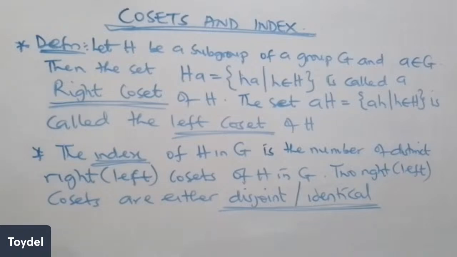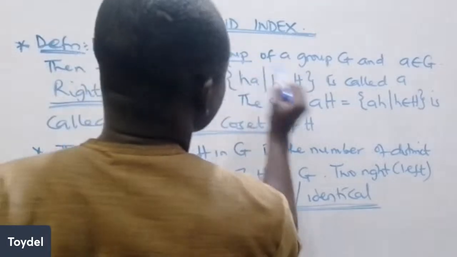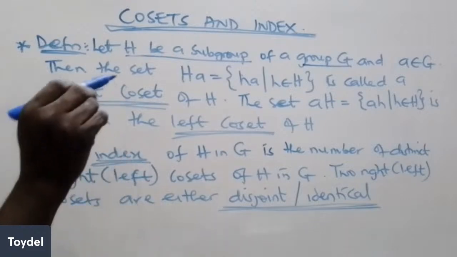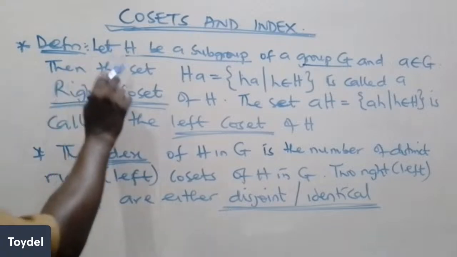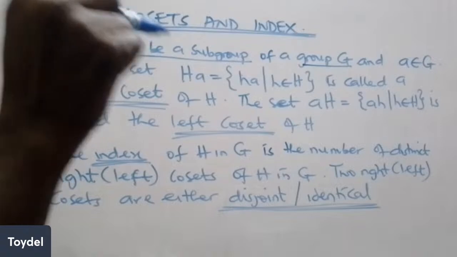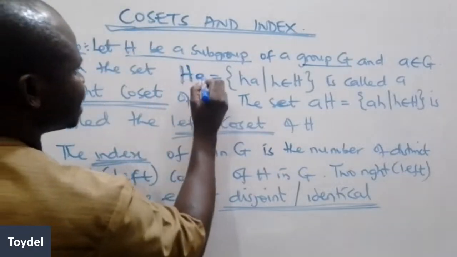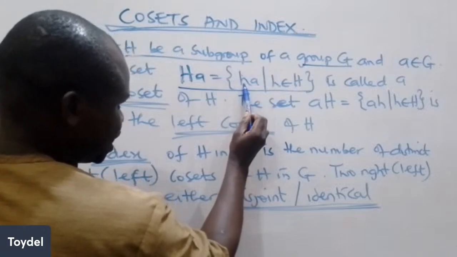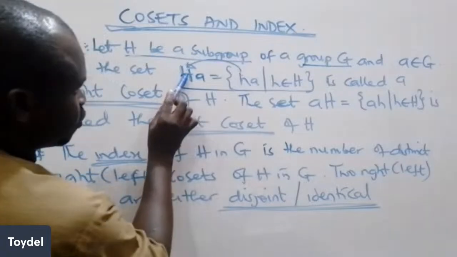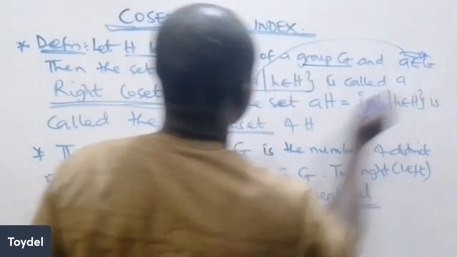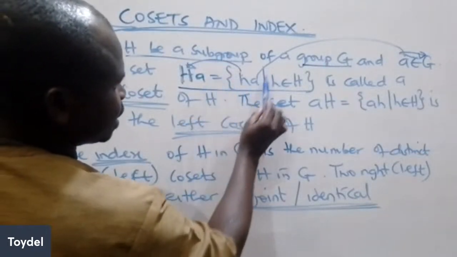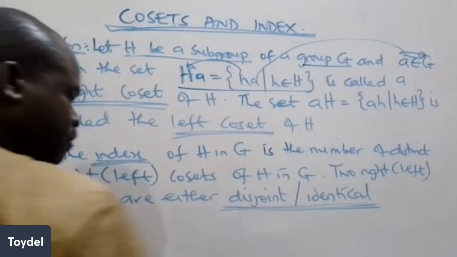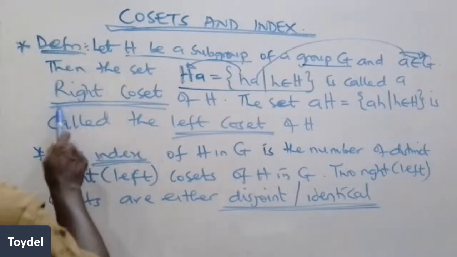If H is a subgroup of a group G, and a is an element in that group G, then the set Ha, that is the subgroup and the element, which is defined as ha, where this small h is from H, the subgroup, and a is an element from G, such that h belongs to H, is called the right coset of H. That is, if the element from G comes on the right hand side of the subgroup, it is called the right coset of H.